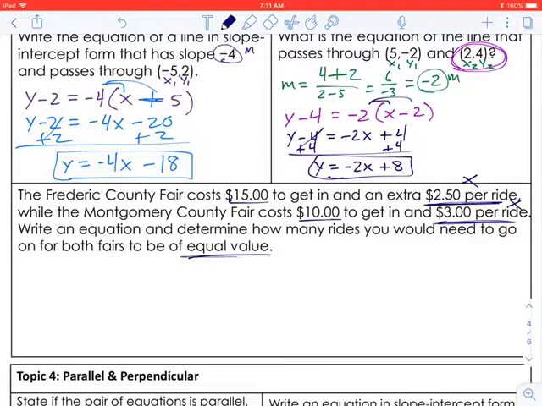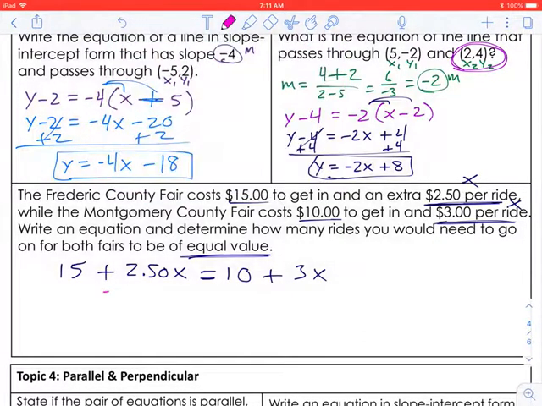So what we're doing here is trying to determine how many rides you would need to go to both fairs for equal value. So I'm just going to set the 2 equal, where the first county fair is $15 plus $2.50 per ride, so $2.50x. And the other one is $10 plus $3 per ride, so 3x. Okay, and then we go ahead and solve.